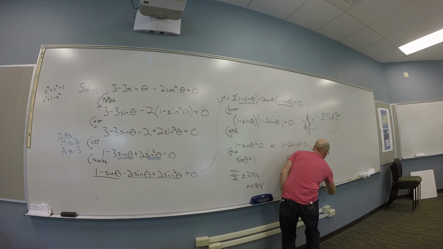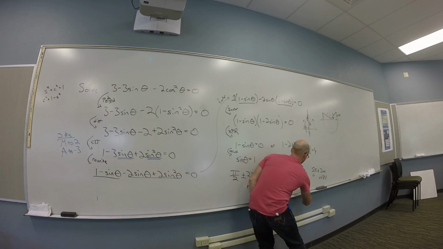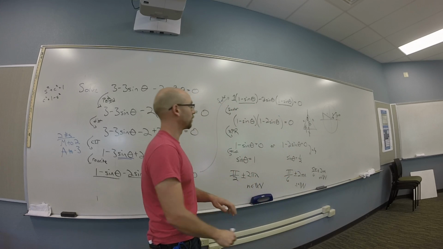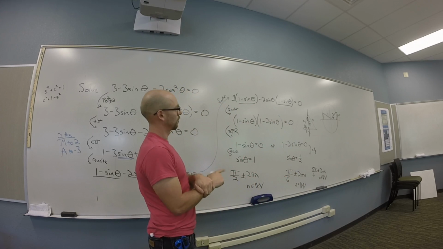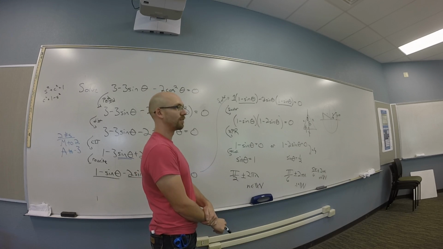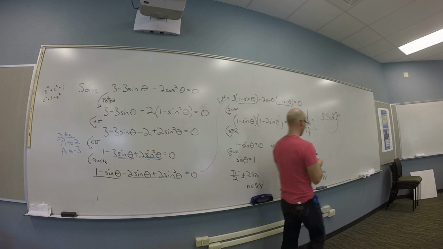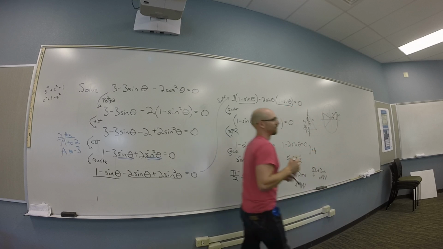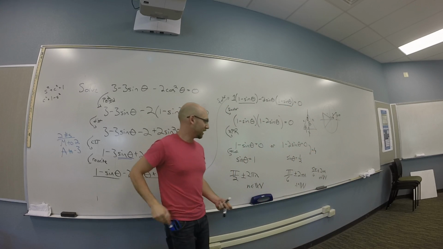And n is all whole numbers. Wait, can you just write pi over 6 plus pi? Pi over 6 plus pi is 7 pi over 6. It's not here, right? It's 180 degrees, so that would be this one. So I think you really do need all 3 of these.